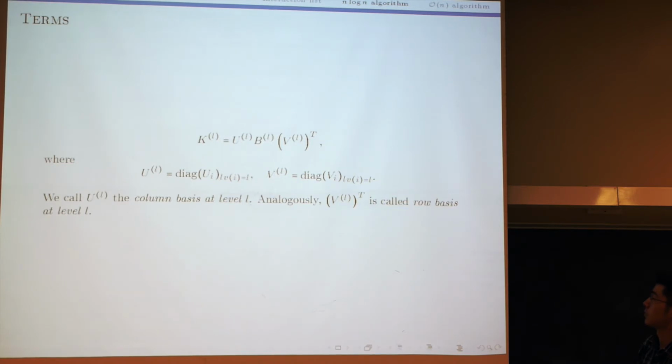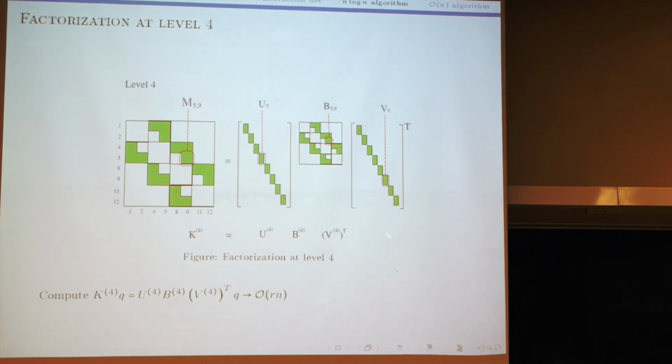Here are some terms we are going to use in later slides. We factorize each matrix at level L into this form, where UL is called the column basis at level L, and VL transpose is called the row basis at level L. As we see, the column basis and row basis are all block diagonal matrices.